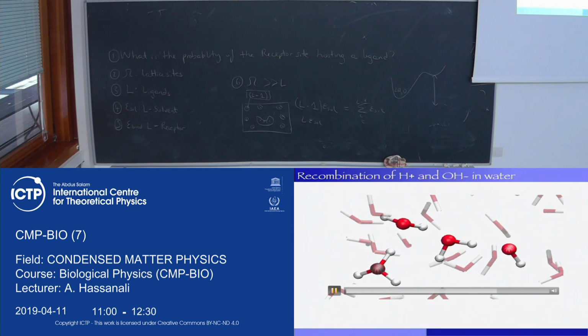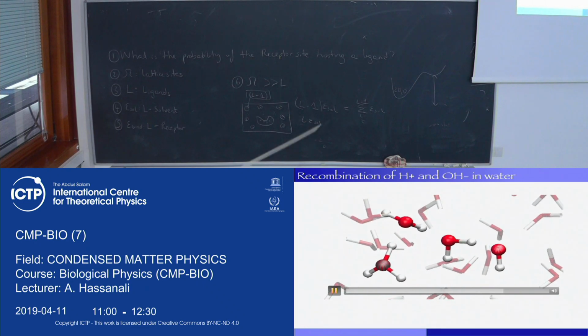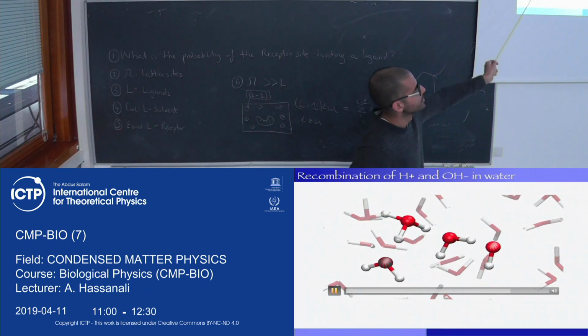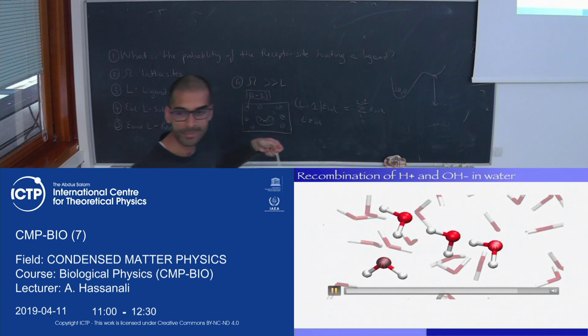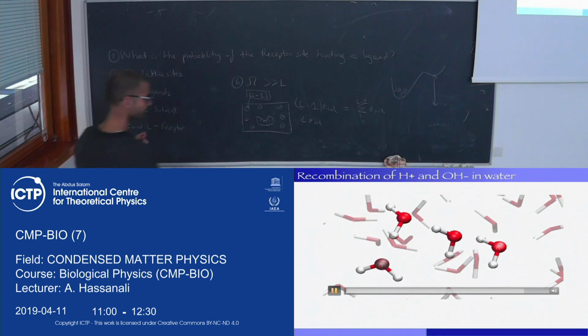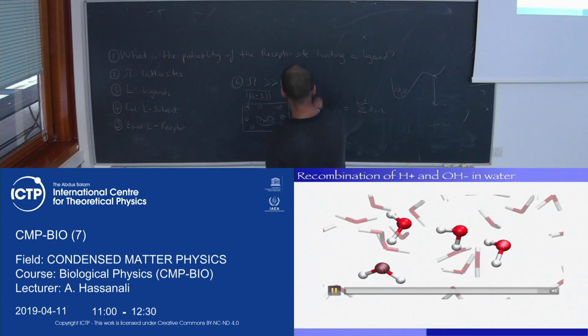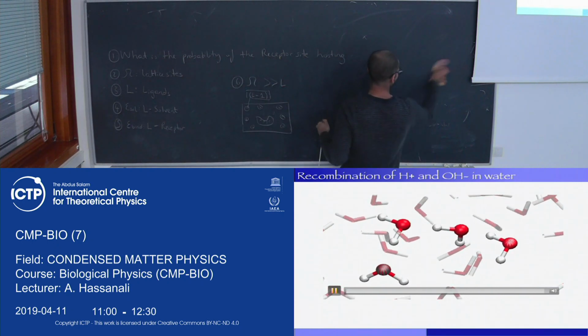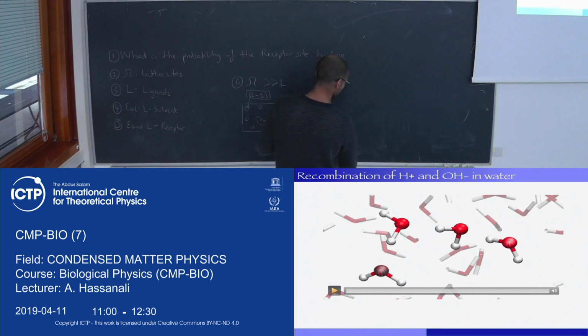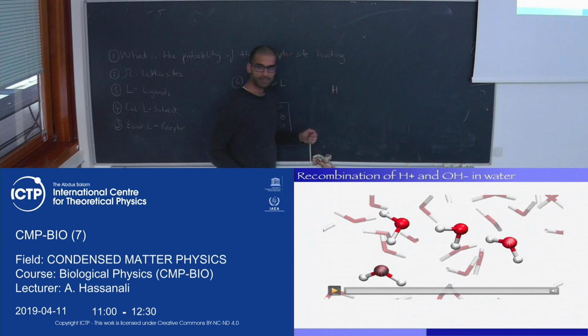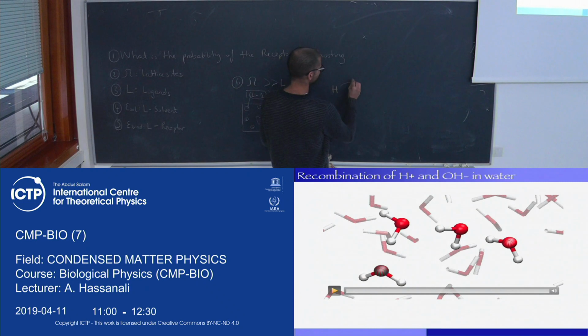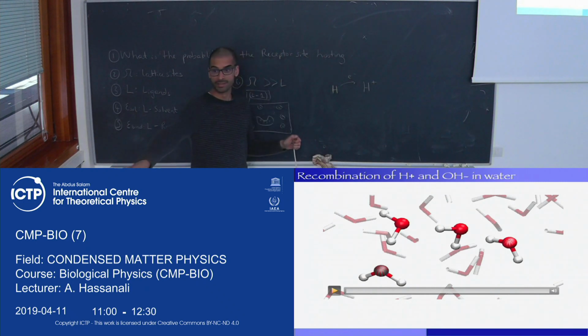This last guy is what? Which one? This one? Yeah. This is H3O plus. So you take a hydrogen atom, you pull out an electron, you create this guy in the gas phase.